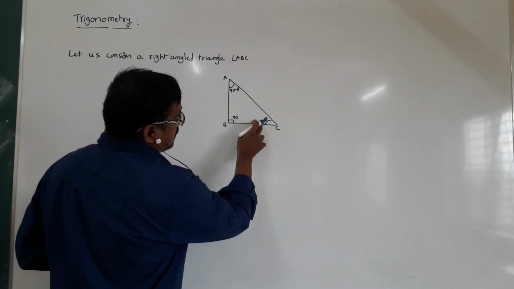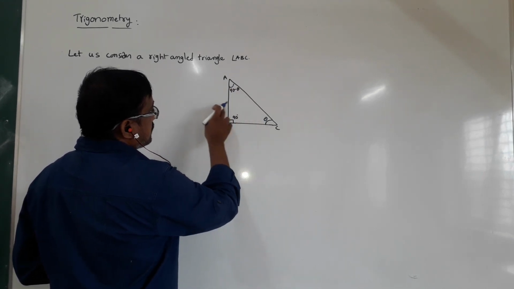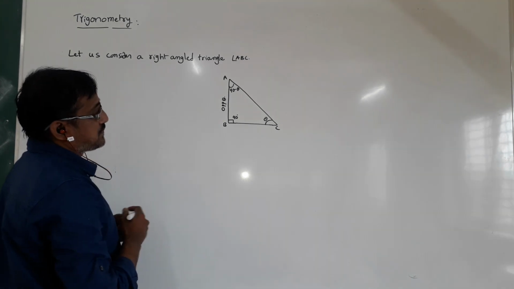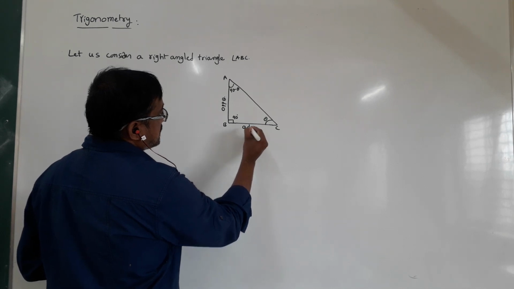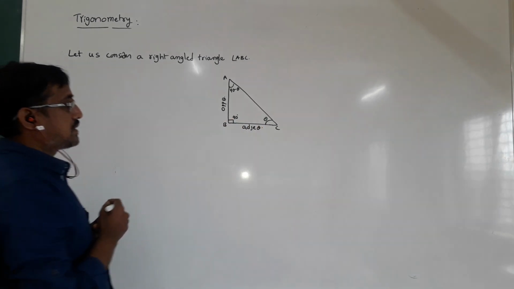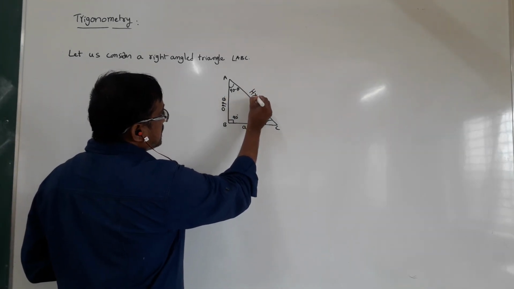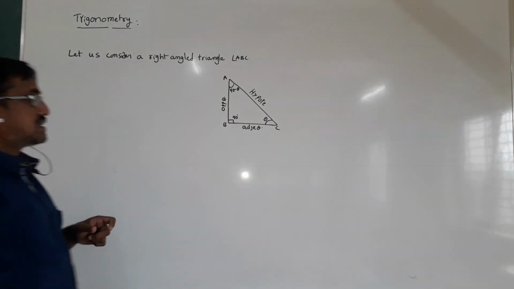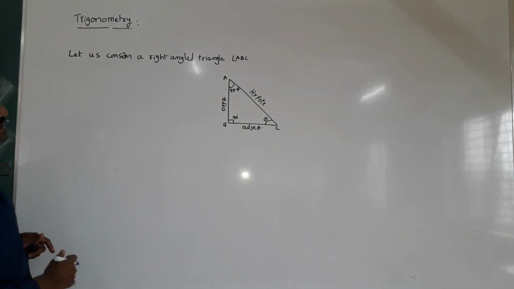Now the side which is opposite to this unknown angle is called the opposite side, that is opposite to theta. And this side is called the adjacent side to theta. And the remaining third side, which is the largest of the three sides, is called the hypotenuse.